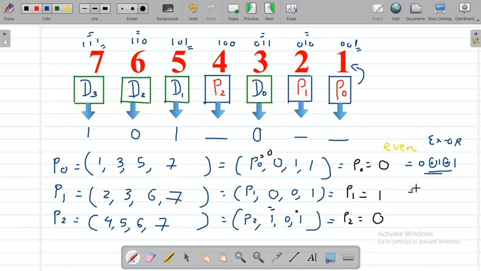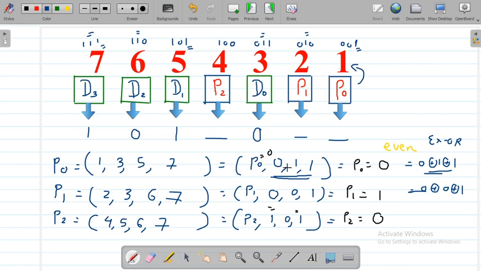Similarly I can perform a XOR operation on 0, 0, 1. So 0 XOR 0 XOR 1: an odd number of ones, so the output will be 1. Similarly here there is an even number of ones, so if I XOR this, P2 will be 0. So you can either do a XOR operation on this data, or you can just check the parity, whether it should be odd or even.